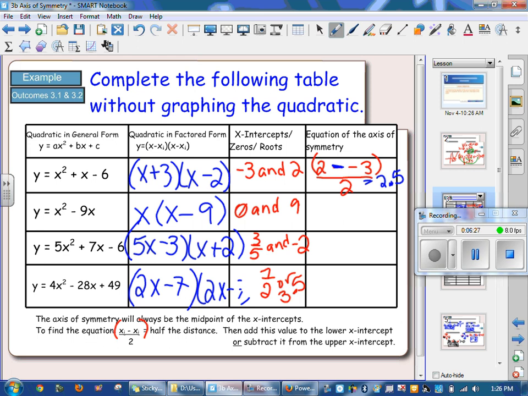Over here, I'm going to take 9, subtract 0, divide by 2. That's just 9 divided by 2, which gives me 4.5. So at 4.5, I can chop that graph in half. Over here, who's largest? 3 over 5 is largest, so I'm going to use my decimal. So I've got 0.6, subtract negative 2, divided by 2.